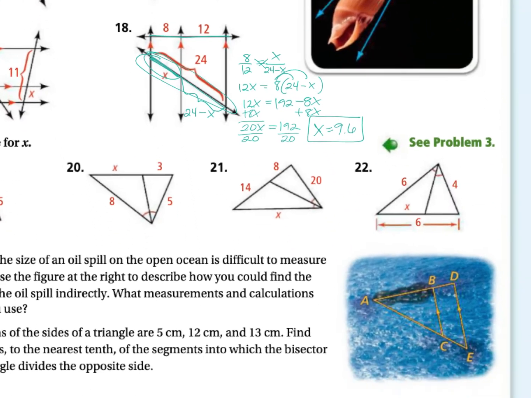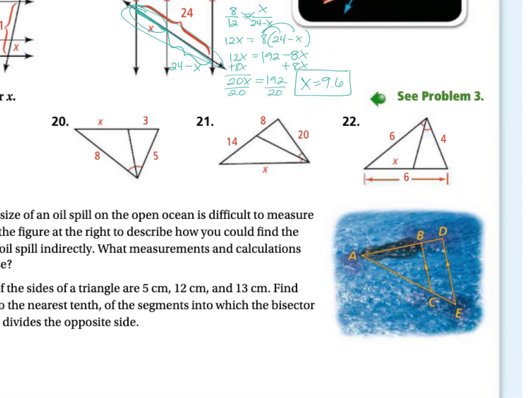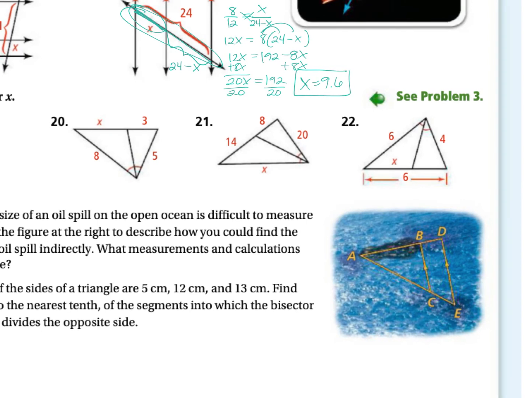Next one I'm going to do for you is number 20 here. And again, the two that are on the same line are the two that form a ratio. So we're going to say x over 3 equals, go back to the original, 8 over 5 and cross multiply. So 5x equals 24. We're going to divide by 5. So 24 divided by 5 is 4.8. So x would be 4.8 for that one.